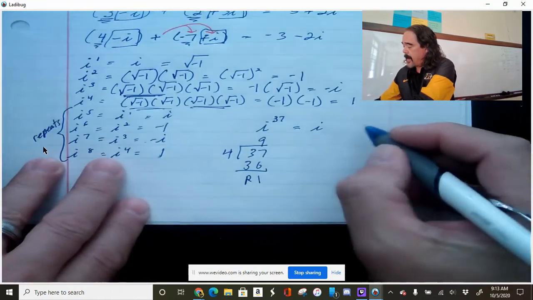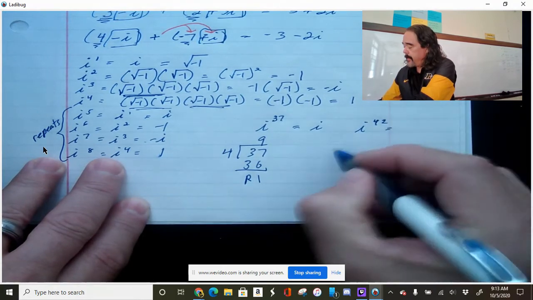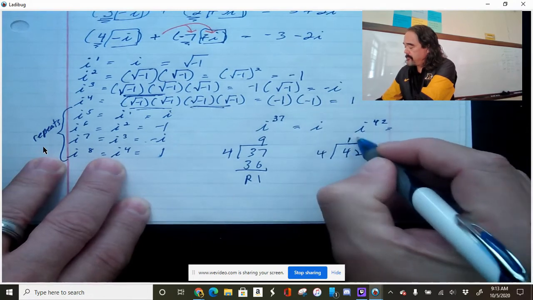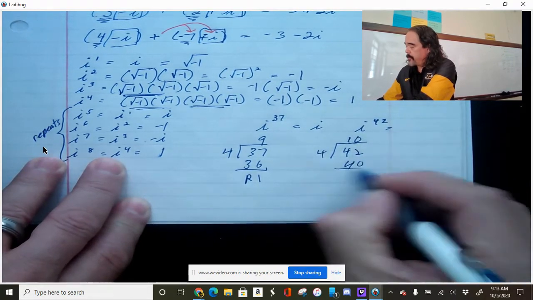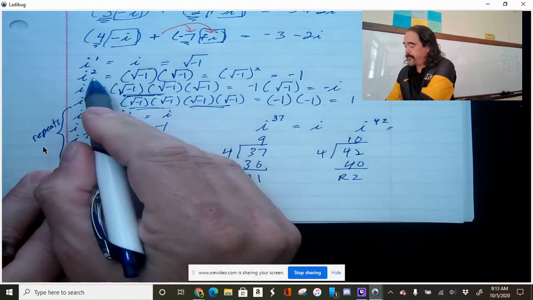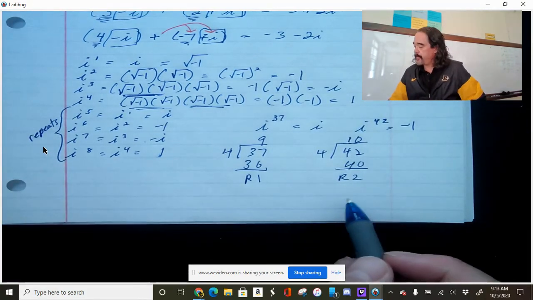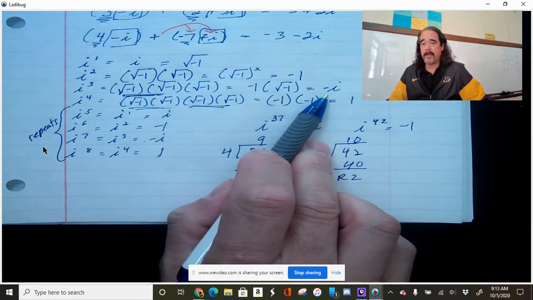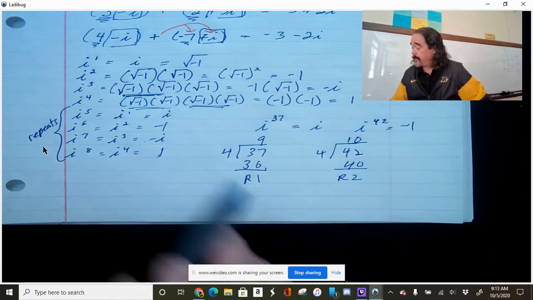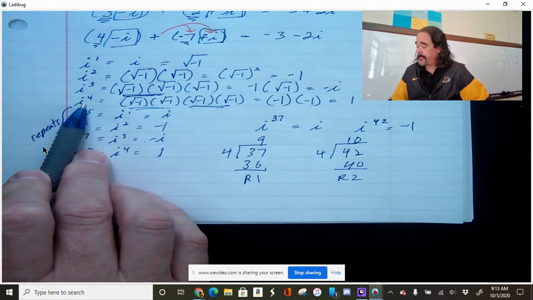If I did i to the 42nd power, then I'll do 42 divided by 4. That's 10 with a remainder of 2. So this 2 right here represents the power of 2 right here, which is equal to -1. If I get a remainder of 3, then my answer is this. If I get a remainder, well, you should not get a remainder of 4, but if you happen to get a remainder of 4, it's this. Or if it divides evenly with no remainder, it's still this.